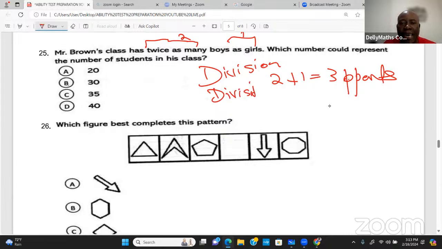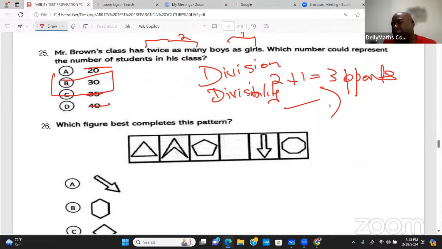We're talking about being divisible by 3. We want to look for something divisible by 3 here, so that we could split up, because if I could divide it by 3, I could give 1 two parts and give 1 one part. So 3 can't go into 20. 3 can't go into 40. 3 can't go into 35 without a remainder. So definitely it is 30, right?